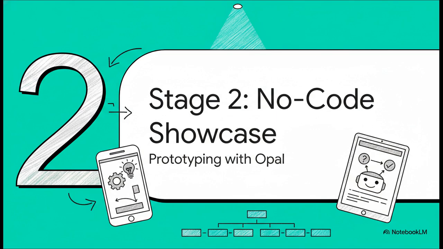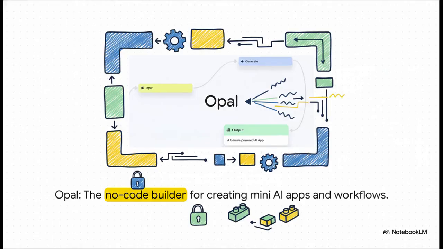Welcome to Stage 2, the No-Code Showcase. This is where your idea takes its first real, tangible form. Our tool here is Opal, another project from Google Labs. This is where you take that prompt you perfected and wrap it in a simple, usable interface. And you can do it all without writing a single line of code.